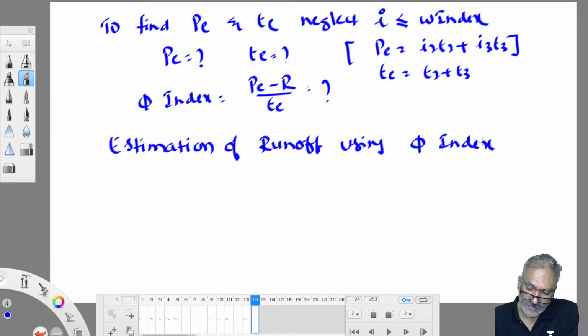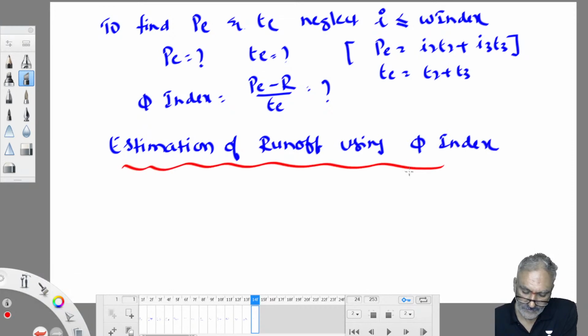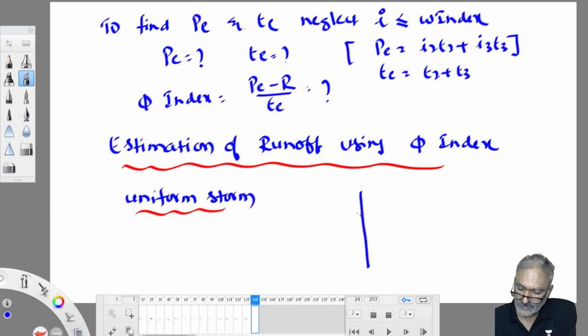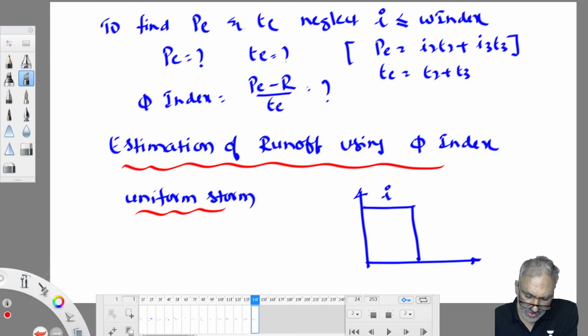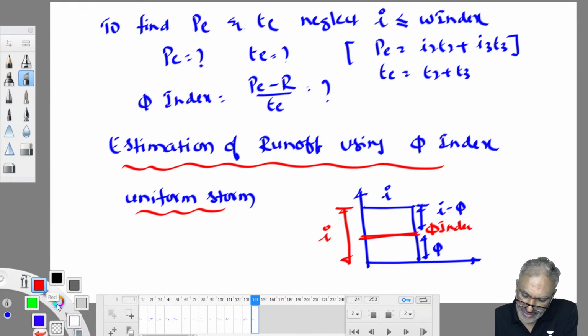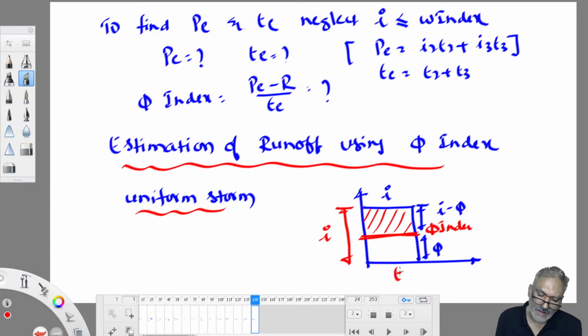Generally, using the pi index, we can work out the runoff component most of the time. For uniform storms, the pi value is given to you and the pi index is also known to you. So superimpose that pi index line over I. This total is I, and this is pi. Then this value is I minus pi. I into T will give rainfall, pi into T will give infiltration, and I minus pi into T will give runoff only.